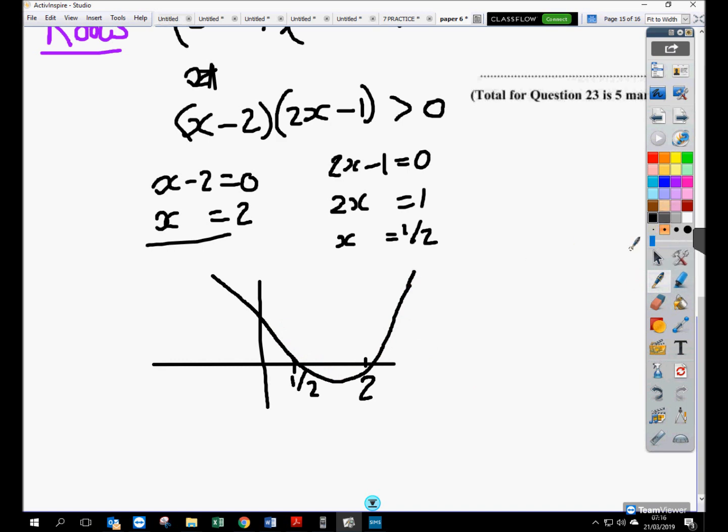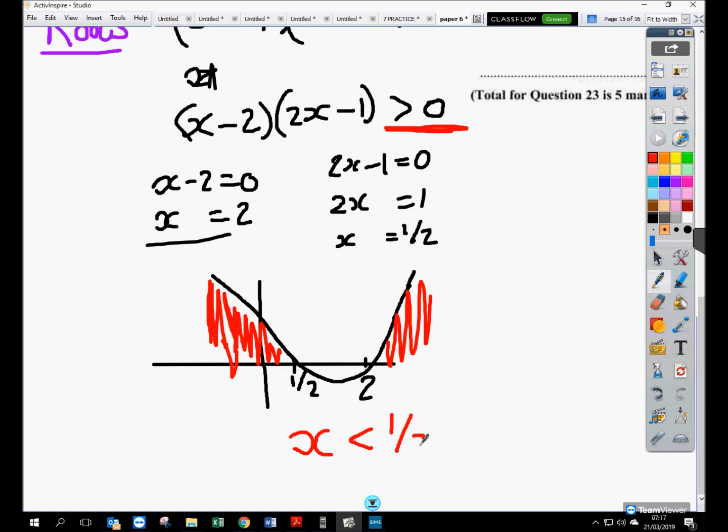And we're interested in when the graph is above the x-axis. Greater than 0 means when is it above the x-axis. So it's above the x-axis in this section here, then it dips below, and then above in this section over here. Now we end up with two answers. x is less than a half. All the numbers to the left of a half are smaller than a half, so x is less than a half. Or, on the right hand side, x is greater than 2.